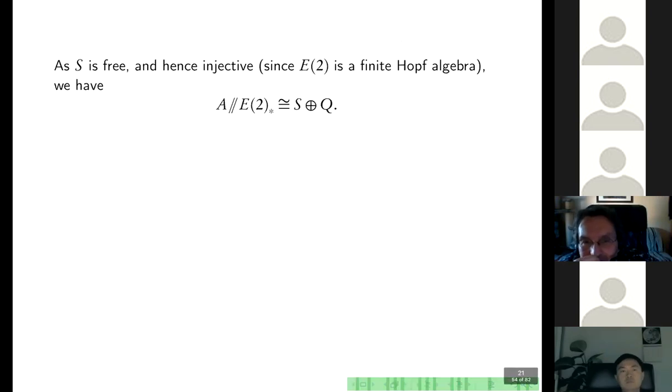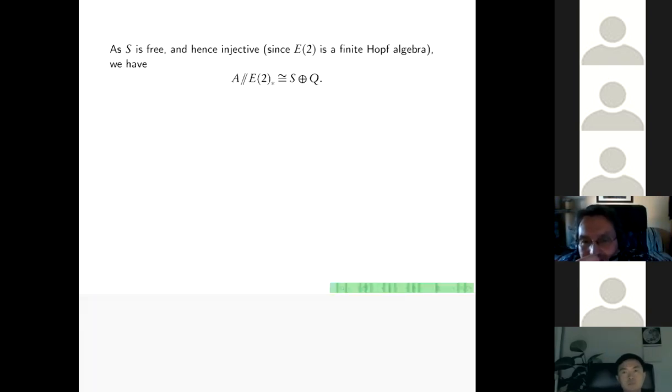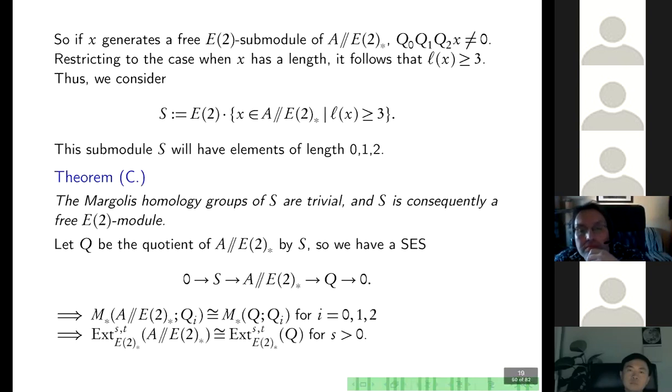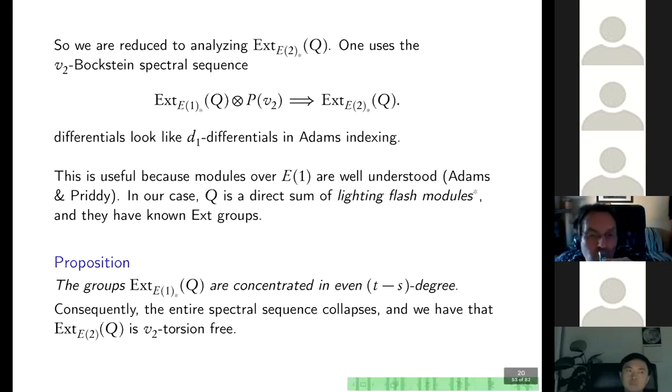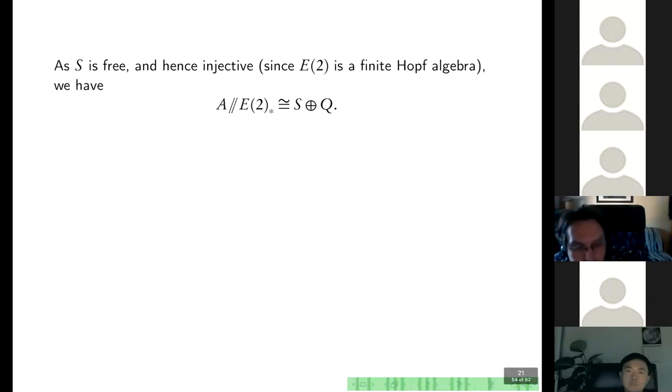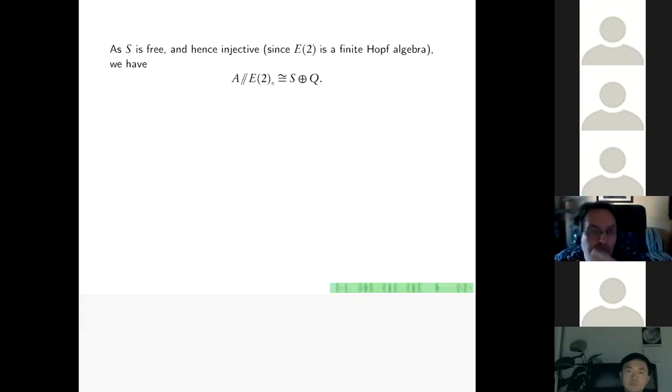So we're basically almost there in terms of the structural results. Remember this fact: if you have a finite Hopf algebra over a field, then being injective, being free and being projective are all the same. And remember that I have the short exact sequence near the bottom here. So A mod mod E2 dual fits in between S and Q. Now because S is free and therefore injective, this short exact sequence splits. And that's how I derive this direct sum decomposition for A mod mod E2 dual. And so in particular, you can apply Ext to this.